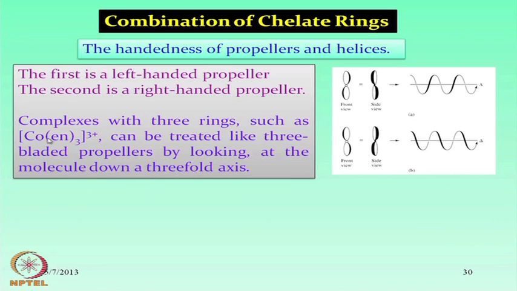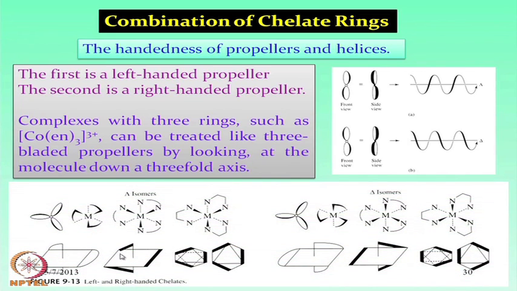So, we already discussed all these things: the cobalt tris-ethylenediamine has three-bladed propellers when looking at the molecule down the threefold axis. We can consider these blades, this one, this one, or this one. When we consider the connectivity from this side to this side, and this to this, it is in the counterclockwise direction. So, we have the lambda isomer.